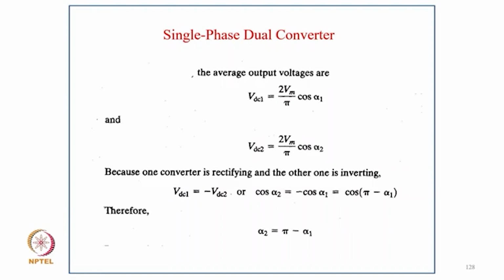So VDC1 equal to minus VDC2, so cos alpha 2 equal to minus cos alpha 1, and that is cos of pi minus alpha 1, or alpha 2 equal to pi minus alpha 1, or alpha 1 plus alpha 2 equal to pi.